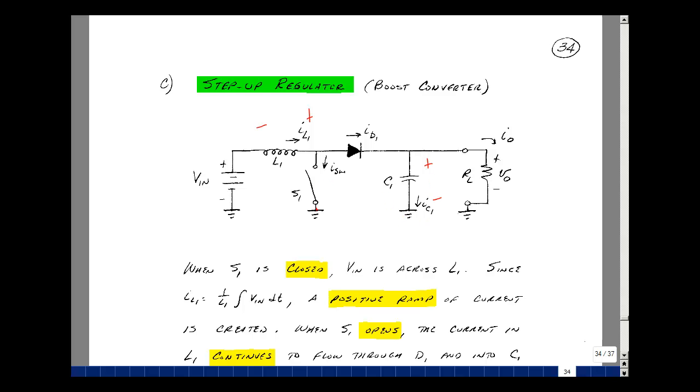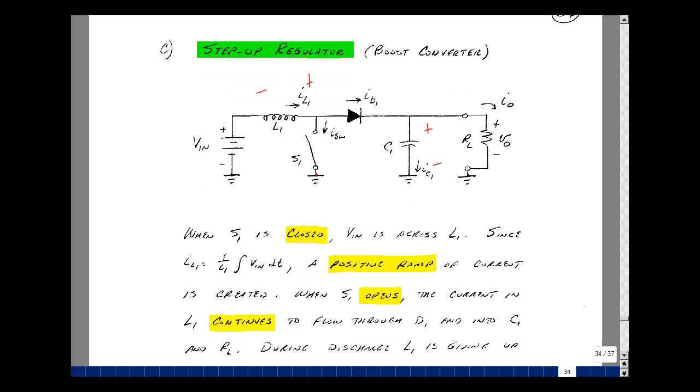And let's assume that we have a fairly constant voltage with a small ripple. The words are below here. Take a look at that on your own.